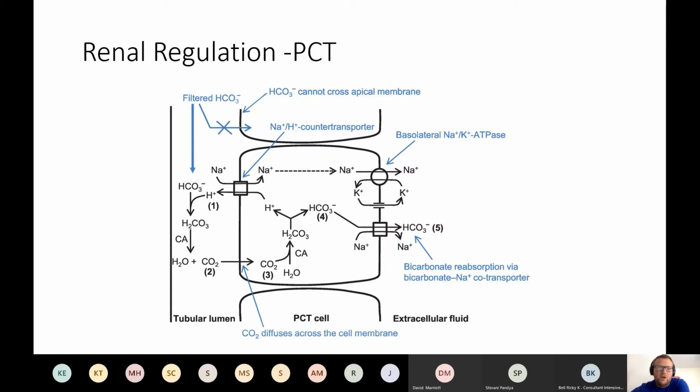The sodium hydrogen countertransporter works by secondary active transport. So the basolateral sodium potassium ATPase maintains a low concentration of sodium within the proximal convoluted tubule cell, and therefore sodium can diffuse across the apical membrane, and as it diffuses across, that provides the energy to excrete the hydrogen ion.